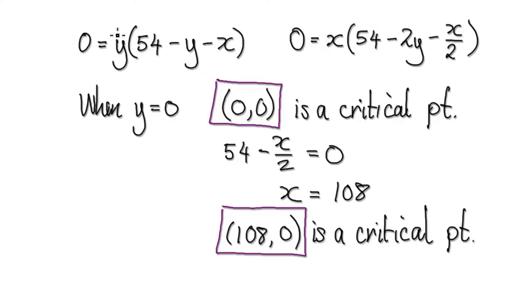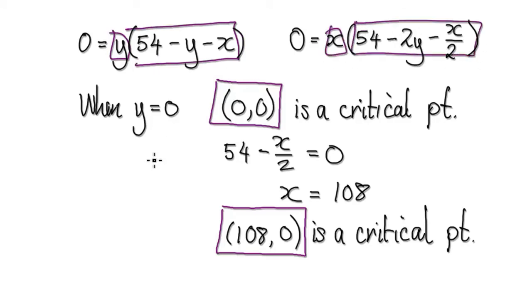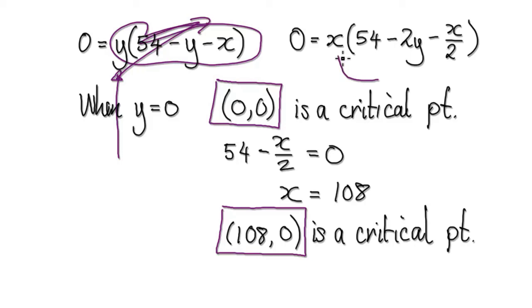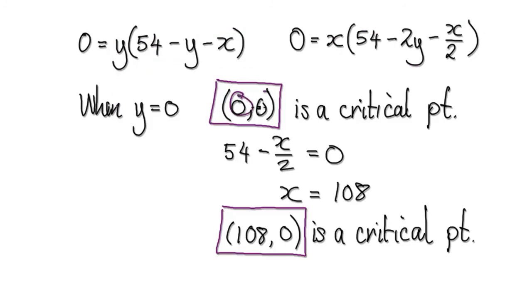Looking at this, you've got one block multiplying another block. Here you've got one block multiplying another block. Let's look at a case when y equals 0. So put 0 into here. Well, when you put 0 into the y, then this whole thing here will automatically be 0. Then if you put 0 into the x, then both of these will be 0. So one critical point will be 0, 0.